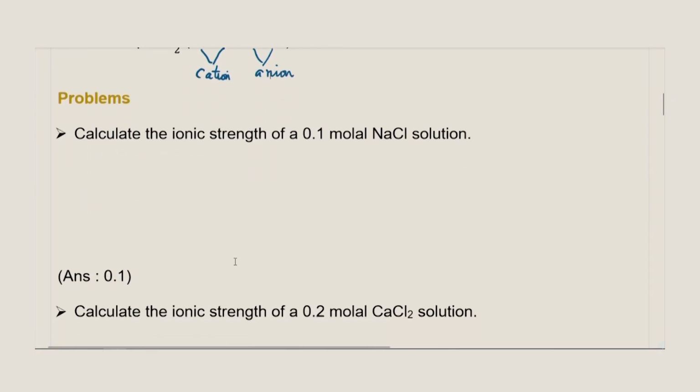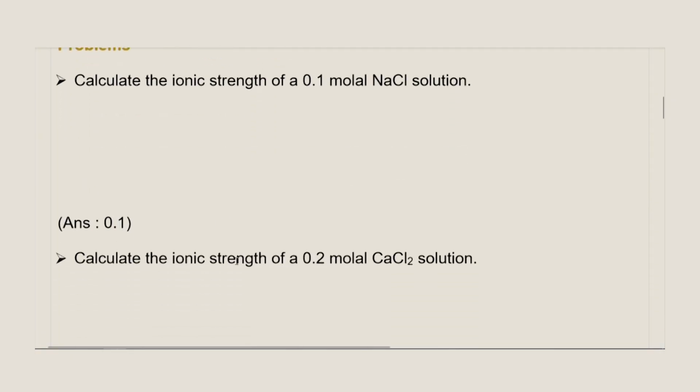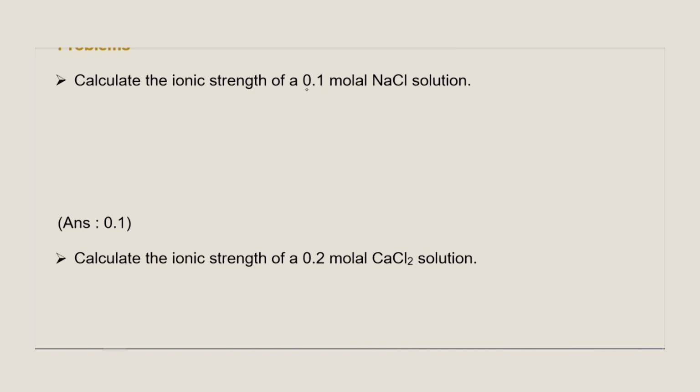Now, we will go for the problems based on this. The first one is a very simple one. You have to calculate the ionic strength of 0.1 molar NaCl solution. Before calculating the ionic strength, what we have got is only the molality of sodium chloride. We do not know the molalities of sodium ions and chloride ions. So, first we will see how sodium chloride dissociates.